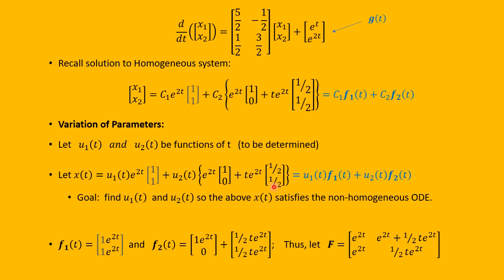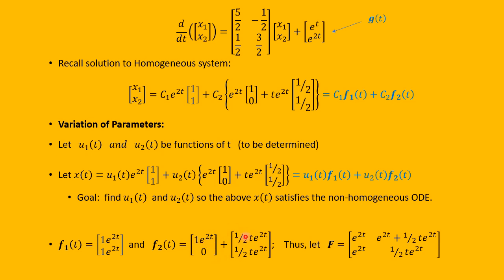If I multiply this column vector by t e to the 2t, we can write it this way. Okay? And so now we're ready to form our matrix F. The first column of F here is just F1, this column vector. And the second column of the matrix capital F, F is a 2 by 2 matrix, the second column is just F sub 2, which is this stuff.